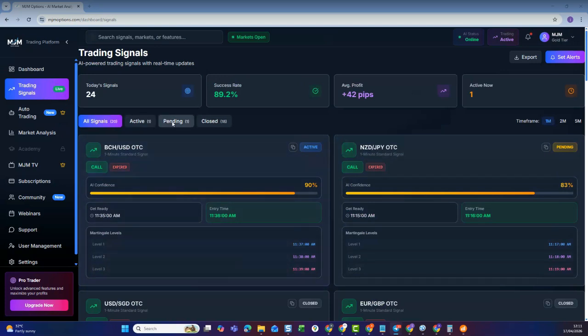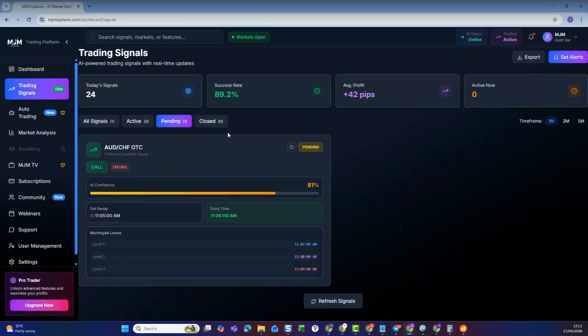This is where you also take signals. And when you want to take a signal, you come to the pending part. The pending, you have different kinds of time frames, 1 minute, 2 minutes, and 5 minutes. Those are the durations for each signal. So when you click 1 minute, you see 1 minute standard signal. When you click 2, you see 2 minute standard signal. And when you click 5, you see 5 minute standard signal. So that's basically how it works.